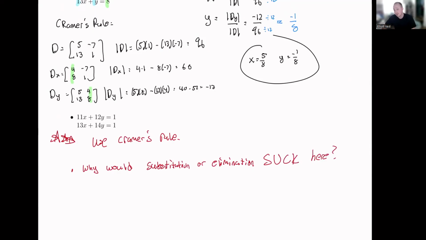And honestly, I recommend try using substitution or elimination. See what would happen when you do substitution or elimination here. And you're going to be like, oh, goodness, this is ugh. Why is it going to be a lot? Just try it, but solve it using Cramer's rule first.